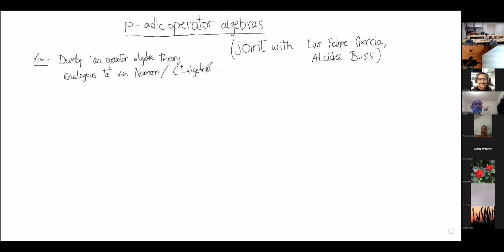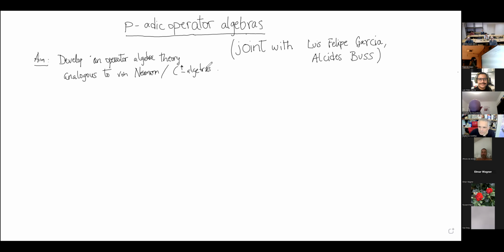And what's special about such algebras over arbitrary Banach algebras? It's that these are some class of subalgebras of bounded operators on a Hilbert space.